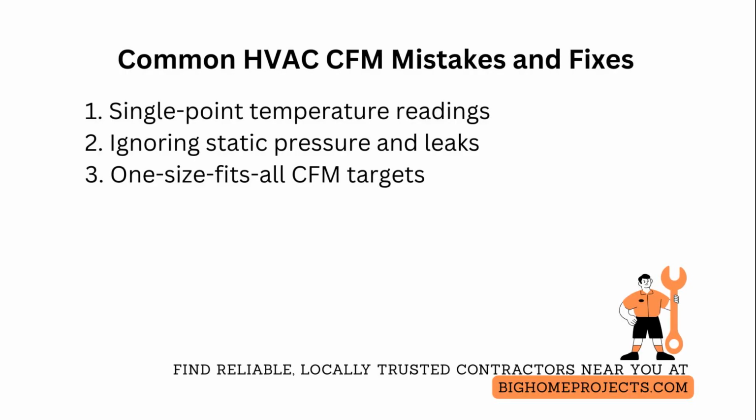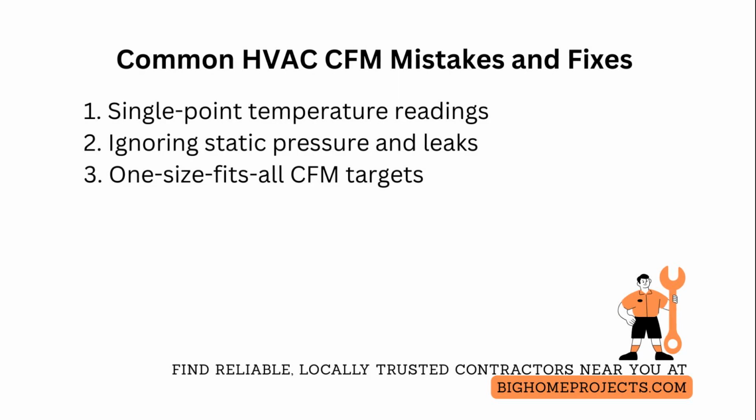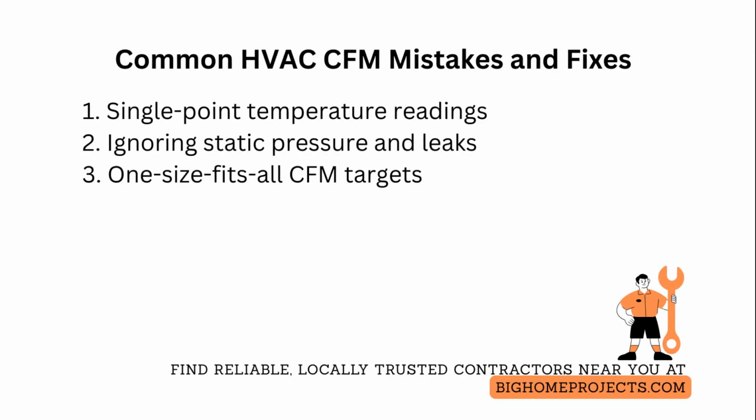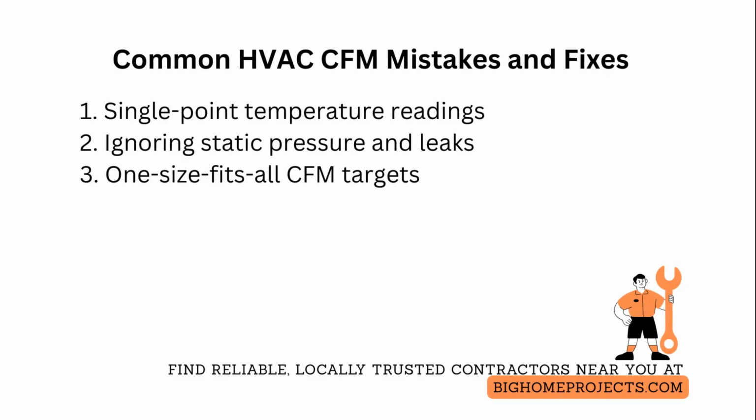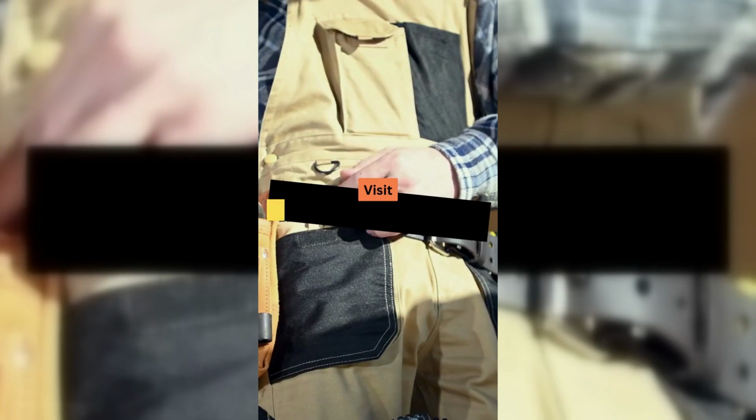The third mistake is applying a one-size-fits-all target CFM per ton without considering humid climate impacts and sensible heat ratios, resulting in high relative humidity or overcooling. Correct by calculating sensible heat ratio, then adjust blower speed or add a dehumidifier to hit comfort goals.